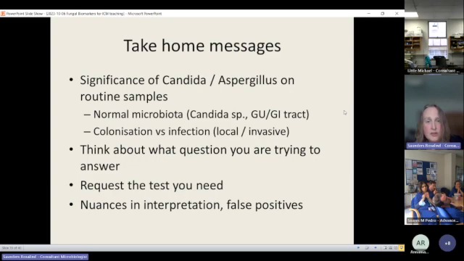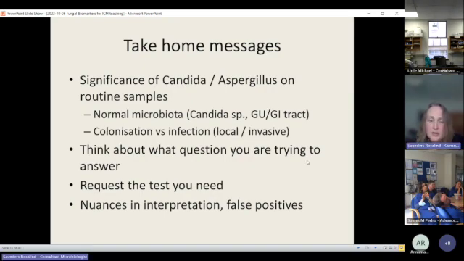When you order these tests, just think about what question you're trying to answer. And hopefully by the end of this, you'll know which test you need. So are you looking for invasive candidiasis, in which case you need beta-D-glucan? Are you looking for invasive aspergillosis, in which case beta-D-glucan and galactomannan can be helpful?